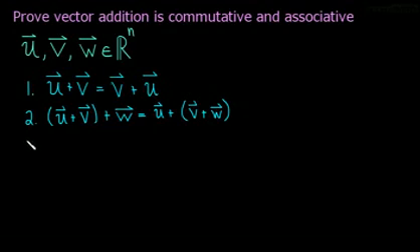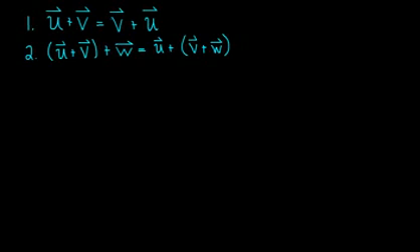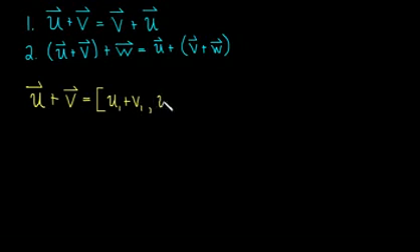Okay, so how are we going to do this? First of all, let's just start with U plus V. So here's U plus V. And what is this equal to? So what's the definition of vector addition? Well, we've already gone over this. It's U1 plus V1, comma U2 plus V2. And that keeps going until you get to the last component, Un plus Vn. And this is the new vector. This is the vector U plus V.